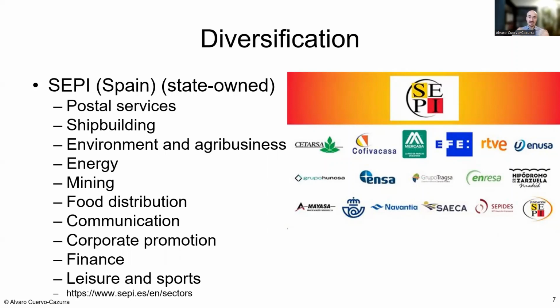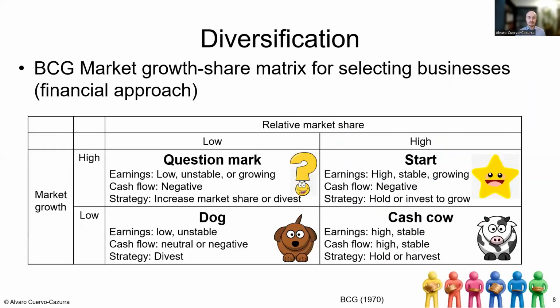So the idea here is diversification: you expand into other businesses, and then the challenge is, how do you coordinate, how do you manage all this diversity? One way of trying to understand the coordination, what you do with all this diversity, is the BCG market growth share matrix for selecting businesses.